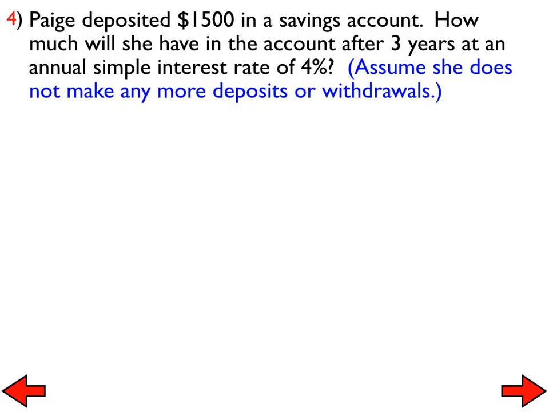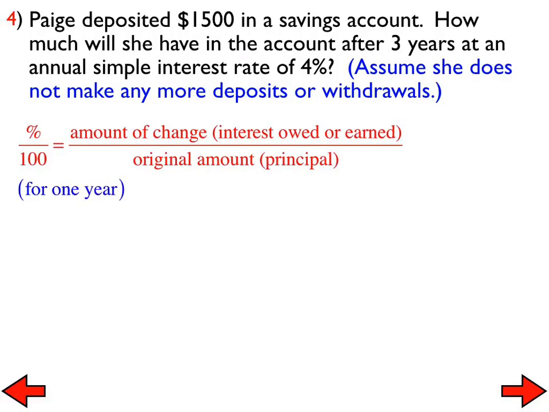Is it asking for interest only, or how much total is in her account? Read this question again. How much will she have in her account? It's asking for total or interest only? Total. Even though it doesn't say the word total, if you read that question carefully, you'll realize that it's asking for the total amount of money that she has in her account after earning interest.